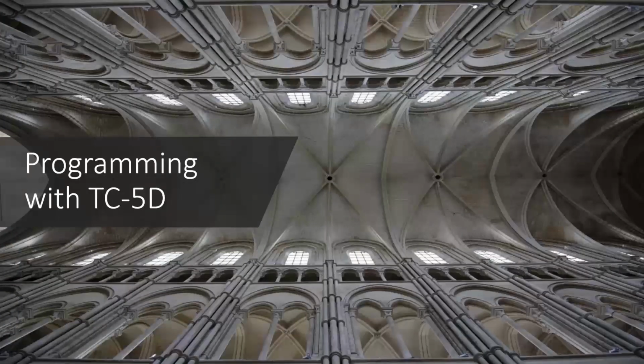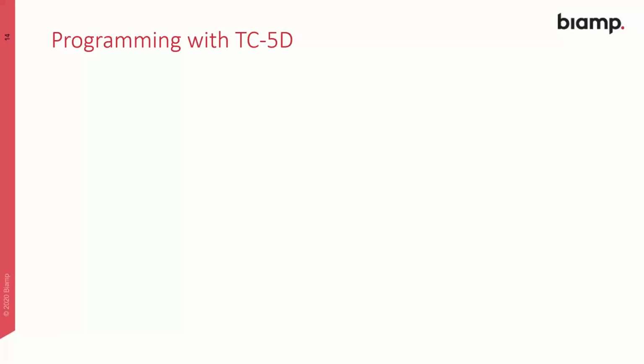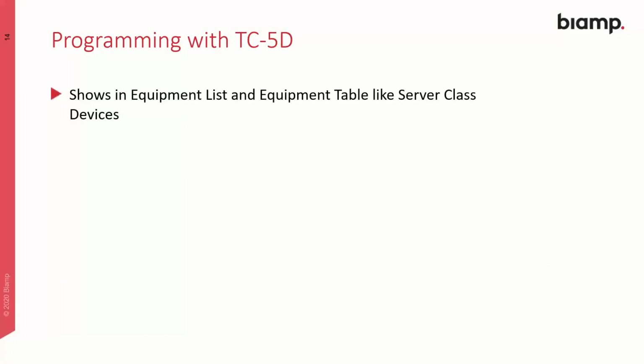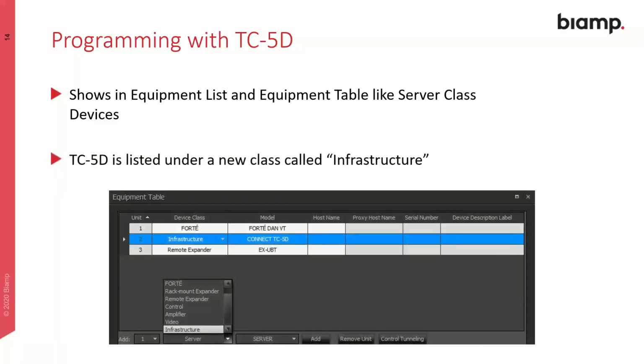So we'll move on to some programming with the TC-5D. The TC-5D shows in the equipment list and the equipment table just like a server class device would. However, because it is both an expander and can host blocks in that way, it's essentially a hybrid device. So we've created a new class of device called infrastructure to indicate and take that into account. So you can add the TC-5D manually to your equipment table, and you'll find it under the infrastructure category.